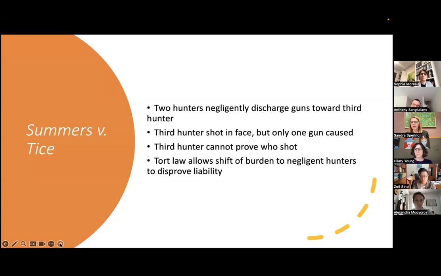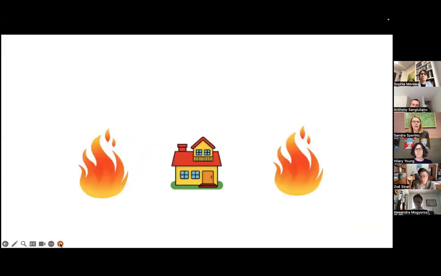So Summers versus Tice is just one example of where tort law sort of disaggregates the who has to prove question from the substantive standard in a way to promote fairness. Now, another issue that we have in tort law, or that we use in tort law to show this problem with but-for cause, is the two fires hypothetical.